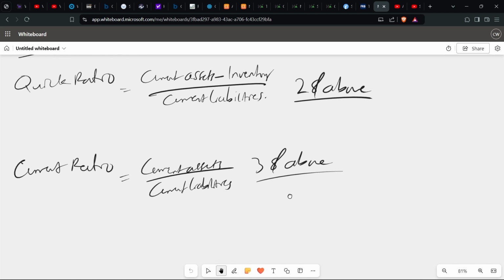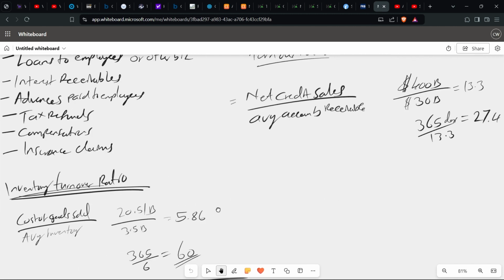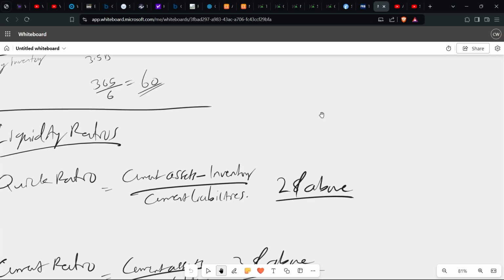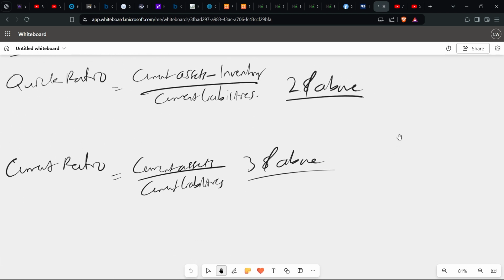All right, so that's it on the liquidity ratios part. I'm sure you remember the other two ratios, the inventory turnover ratio and the accounts receivables turnover ratio. Those are also liquidity ratios to determine how liquid a company is.